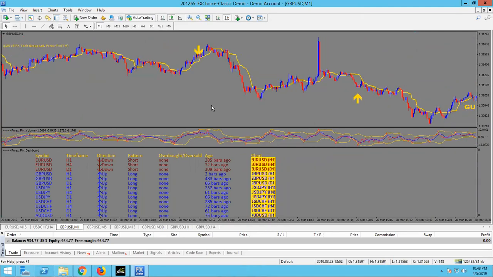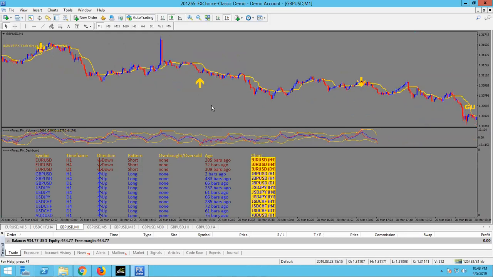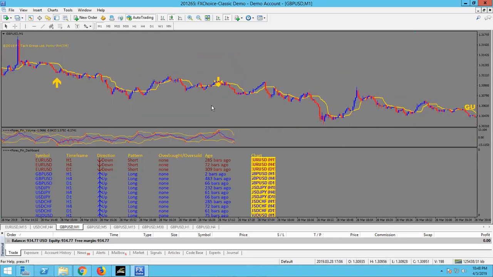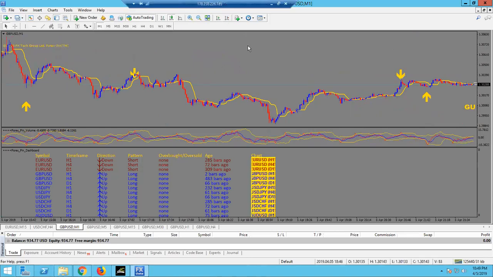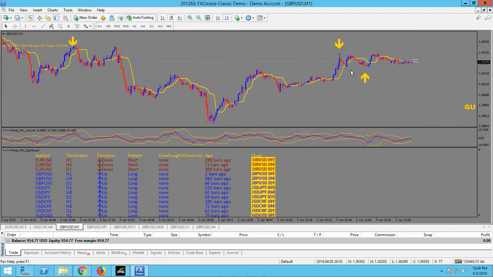This is the 1 minute. Up and down, up and down. Sometimes you need to squeeze the screen and see if there is an arrow. Okay. So we had a down and then an up, and you can get varying amounts of pips on each different time frame. This one, about 8 to 9 pips. It went down and then it went up.